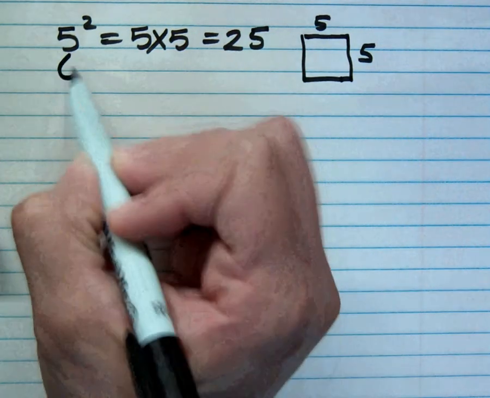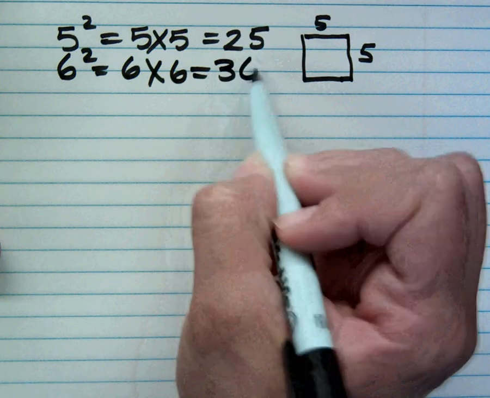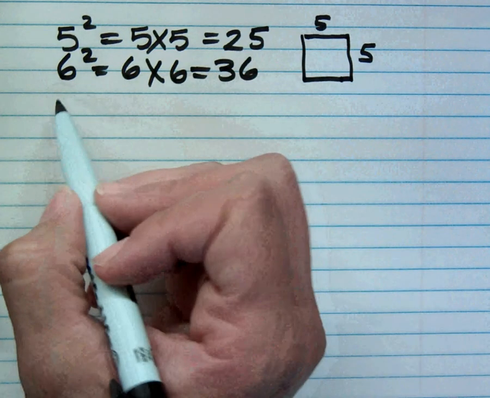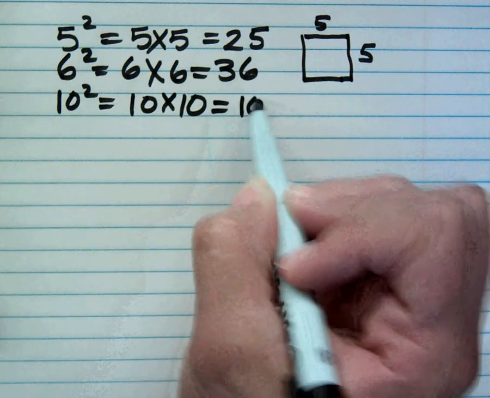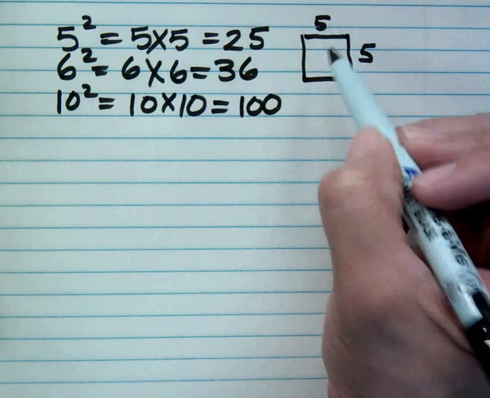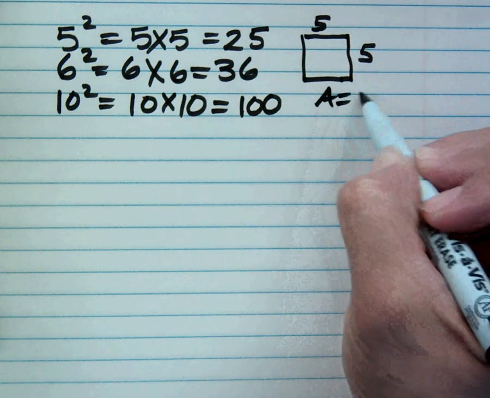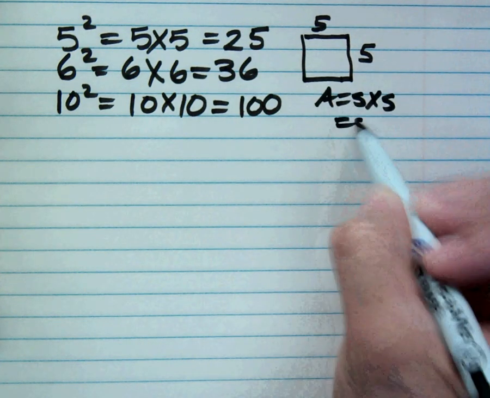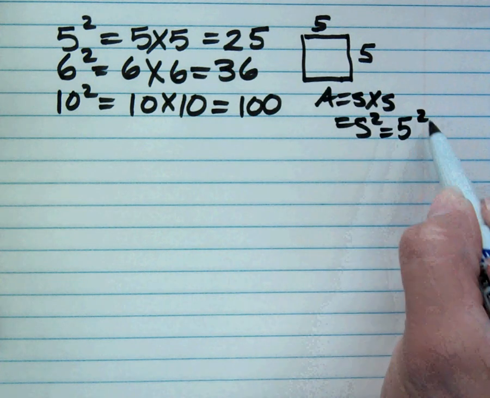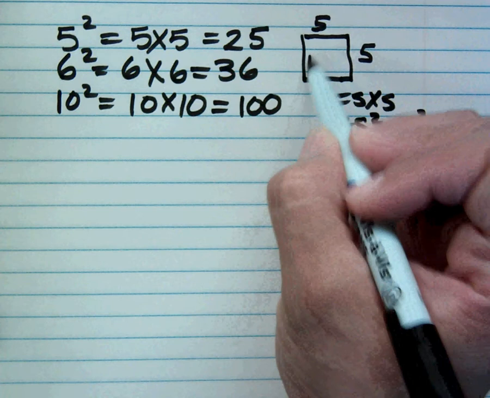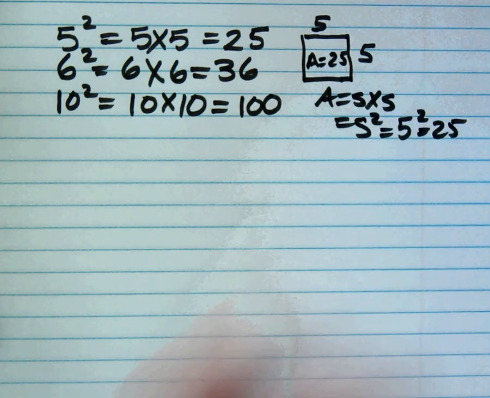And pretty much any number you do will come out to exactly that. 6 times 6 is 36, and so forth. 10 squared is 10 times 10, which is 100, and all of these would actually make a square. If you go 5 times 5, you're actually looking at the area of the square, which is also known as s squared, side by side. In this case, it would be 5 squared, which is 25. That means that the area it covers is actually 25. All right, those are squared numbers.